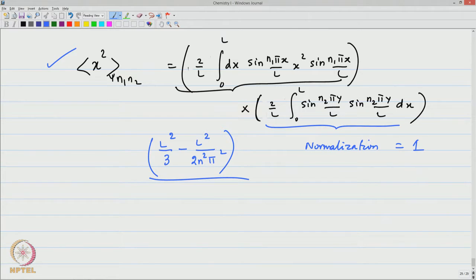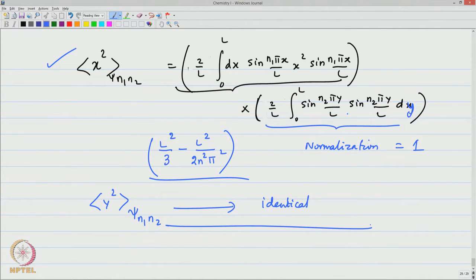In a similar way, for the average value of y square, all that you do is associate y square with this term, there is no x square here, and therefore this is a normalization integral, and this will give you exactly the same result. After all, the integration variable is dy. The integration over x has no function, and the integration over y contains the y square, and the answer is also the same.